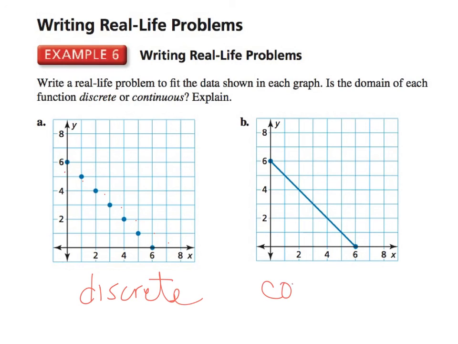Now we know this one's going to be continuous. We could say that it snowed outside and there's 6 inches of snow on the ground. Every day that goes by, an inch melts. So what does that mean? It means that this is continuous because the amount of snow left on the ground is continuous. It continuously melts. It doesn't just go from 6 inches to 5 inches in one day.